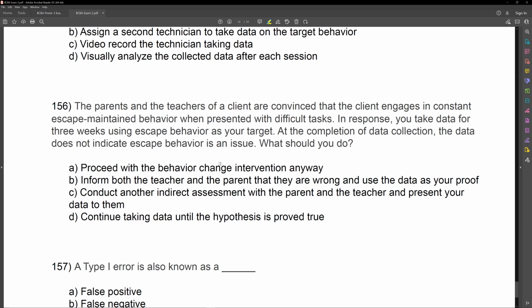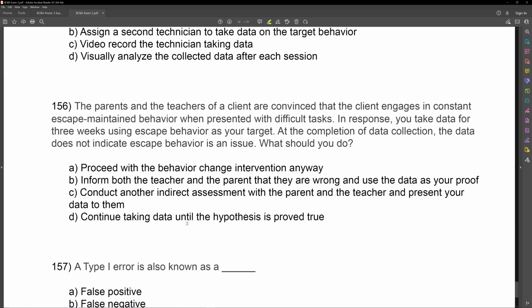How about we C, conduct another indirect assessment interview with the parent and the teacher and present your data to them. This way, we remain collaborative. We remain in good standing. We develop that rapport. Conducting an indirect assessment, get together, interview them, say, hey, here's our data. I know what you said, but this is what we saw. Let's try to revisit it. Let's try to find something different. C is just better than B.